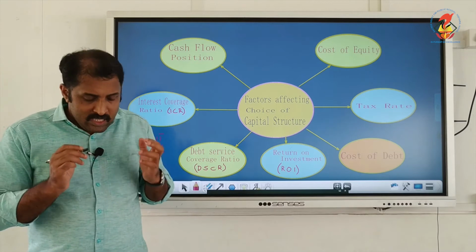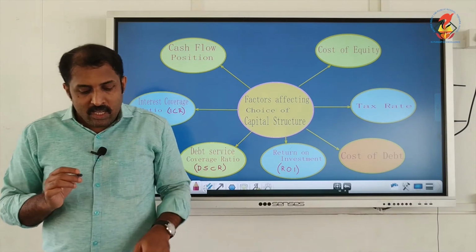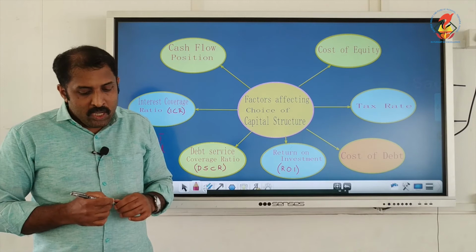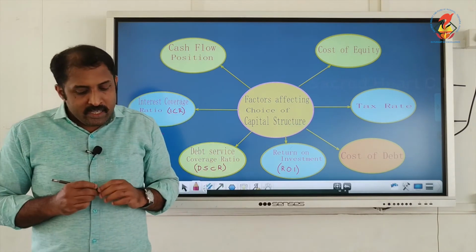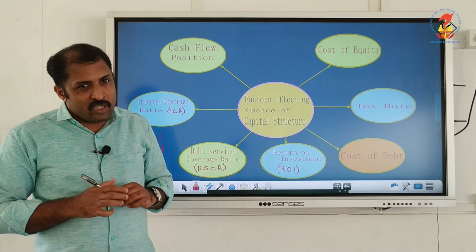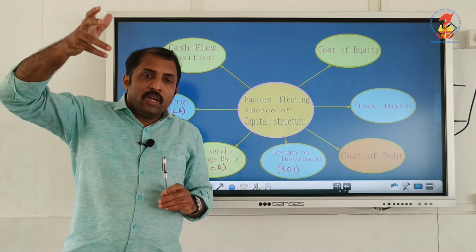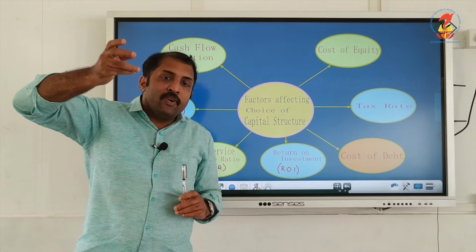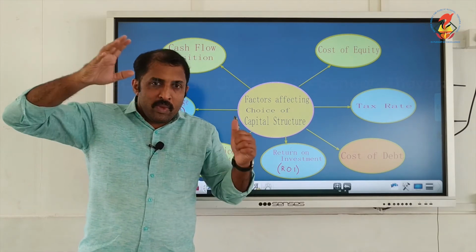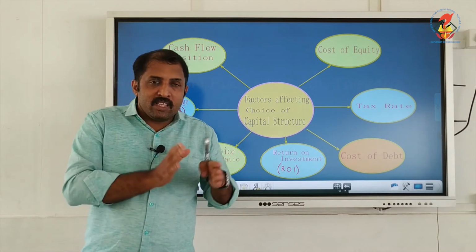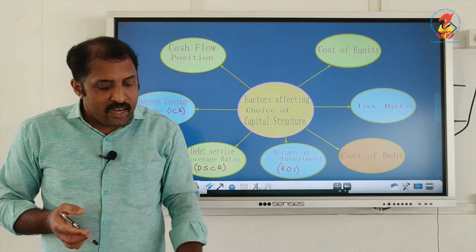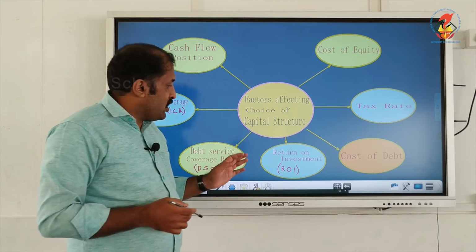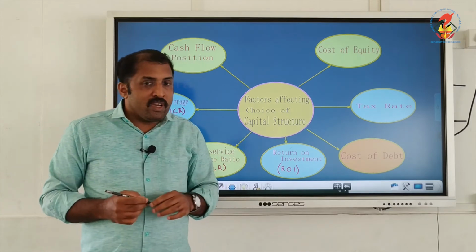And when DSCR is high, that means the company has potential to increase the debt component in the capital structure. If DSCR is more, the company can increase more debt, because the company has the capacity to pay back debt as well as preference share. So DSCR is another factor which we are considering. Again, return on investment.